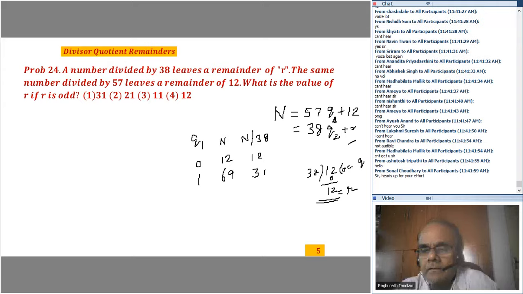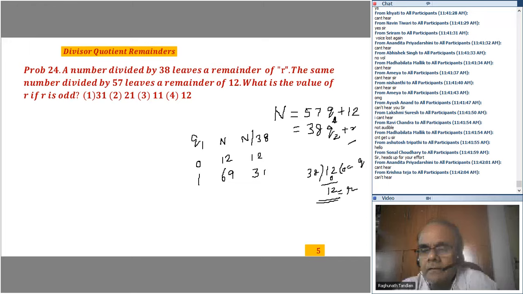Next. Q1 is 2. The number becomes 126. The remainder becomes 12.